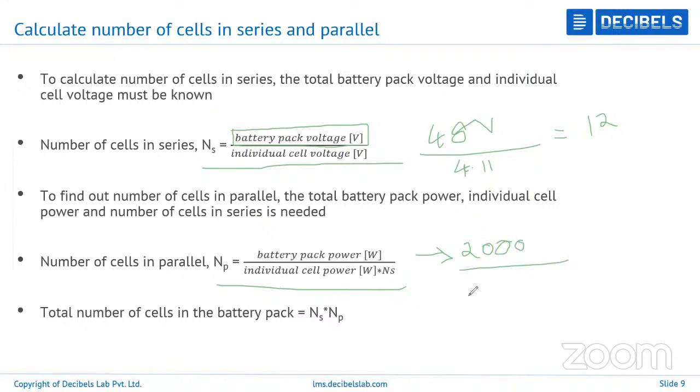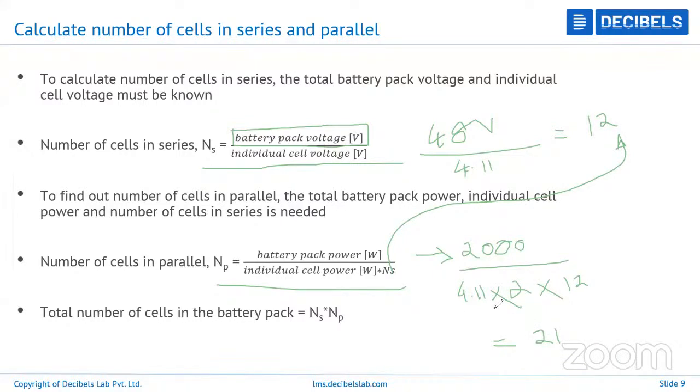So cell power will be nothing but your voltage into current, right? So your voltage is 4.11, and let's assume that it can give a maximum current supply of 2 amps. Again, let's take that as an example here. So 4.11 volts into 2 amps into the number of cells in series, whatever value we found from here, so 12. And for this, your final answer would be 2000 divided by 12 into 2. So that's roughly 21 cells. So 21 cells in parallel.